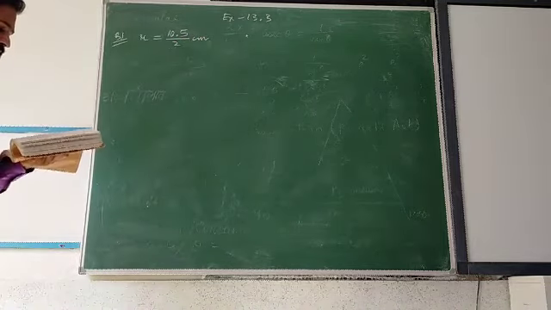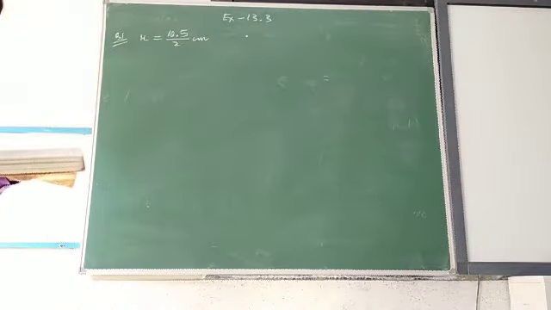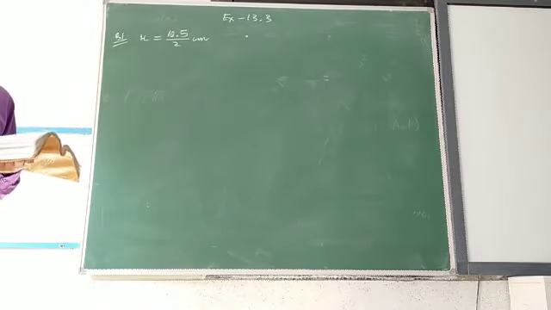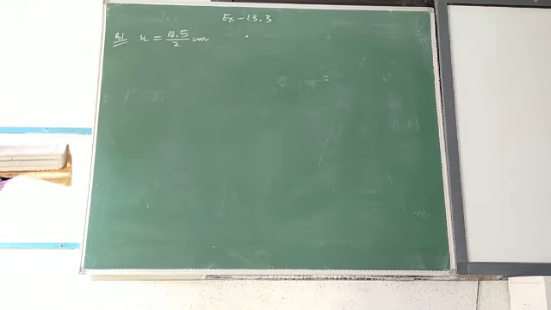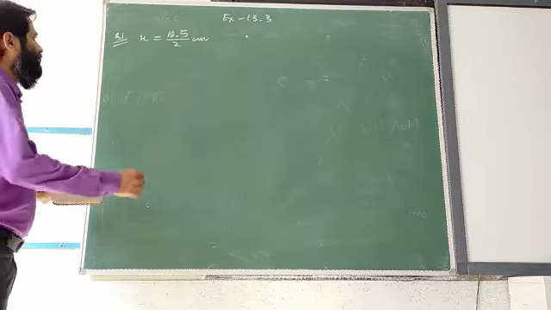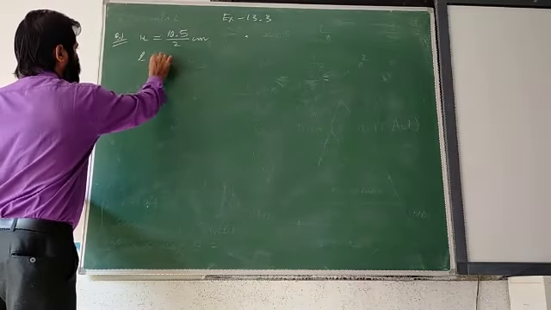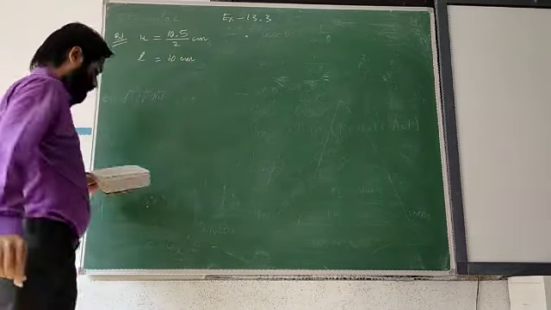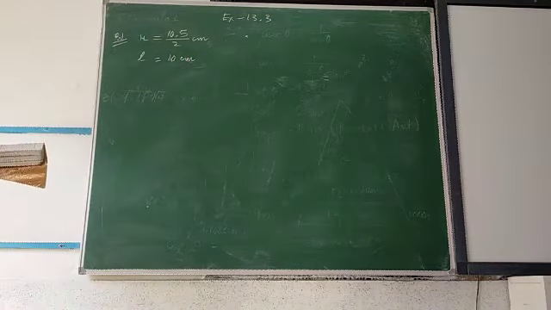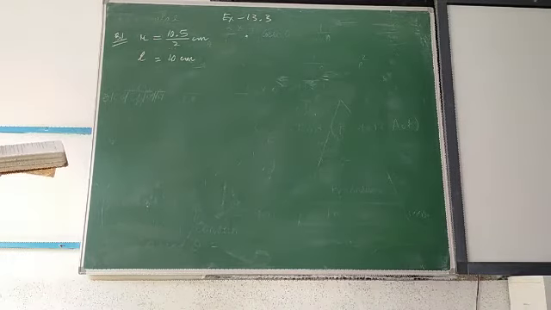And the height is given, 10 centimeter. So we'll say that the slant height of a cone, represented by L, is 10 centimeter. Find its curved surface area.